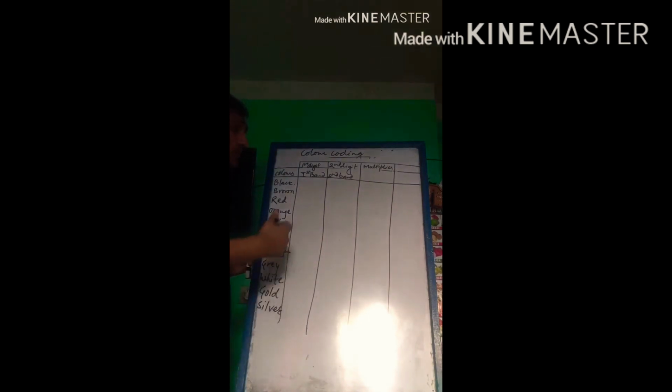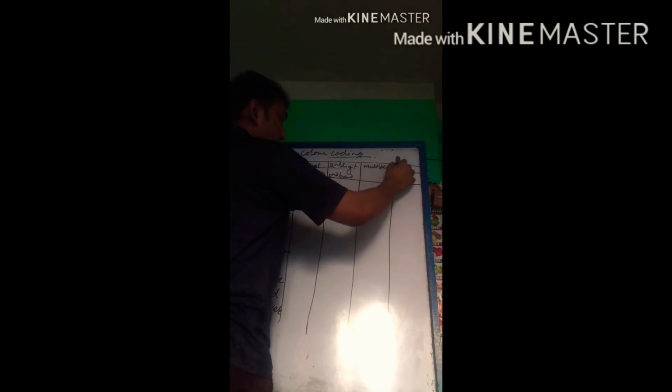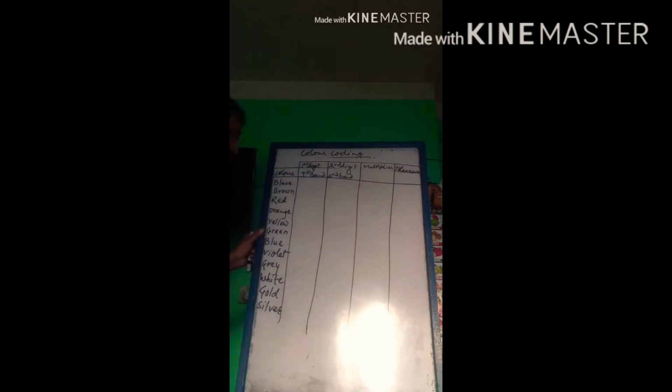Let us know the table; if you understand this, then it will be easy for you to calculate the resistance. And the next one is tolerance. Let us see one resistor over here, this one.